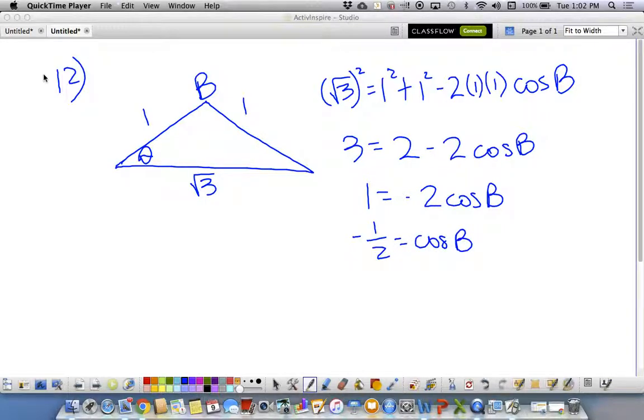So where is cosine negative 1/2? 60. So I'm drawing a triangle. We got a 30, 60, 90, 1, 2, square root of 3. So where is it a half? 60 degrees. But where is it negative? Which quadrant is it negative? 2 and 4. I second that. Ooh, 2 and 3.